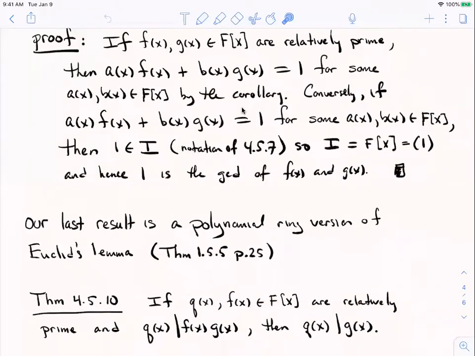So I hope you're pausing this and filling in as much detail as you need to in your notes. Our last result is a polynomial ring version of Euclid's lemma. Euclid's lemma, I'll remind you, is stated as theorem 1.55 on page 25. So what does Euclid's lemma say? I'm going to state it here for polynomials.